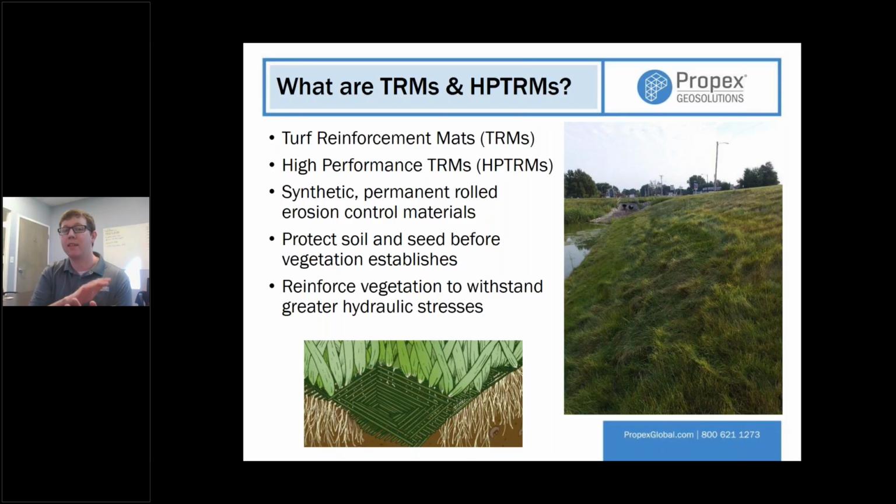But again, we're looking at protecting the soil and seed before vegetation establishes. And then once vegetation has established, we're looking to reinforce it so that it can get to a higher level of performance. You can see the graphic there with the vegetation growing through the material. That photo on the right-hand side is actually a project out in Kentucky. When you look at that, all you see is vegetation, but really what it is, that's a high-performance TRM. It also has anchors in it from a stability perspective, but that's a reinforced slope where that vegetation is being reinforced by the HP-TRM component in a situation where otherwise they'd have to use something like rock riprap or some other type of solution.